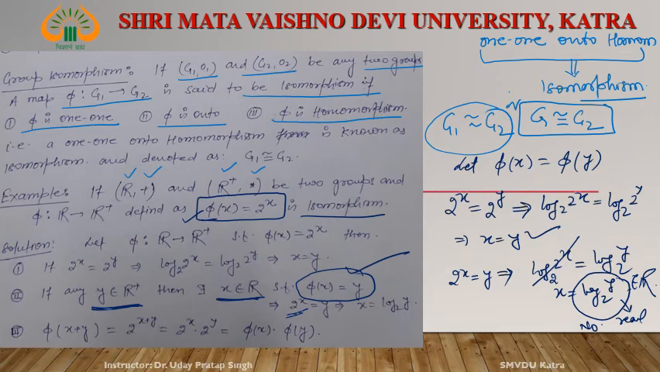Similarly, phi of x plus y is equal to, what is this? By definition it is 2 to the power x plus y, and this can be written as 2 to the power x into 2 to the power y. What is 2 to the power x? This is phi x. What is 2 to the power y? This is phi y, right? Then this is one-to-one, onto and a homomorphism. It means it is an isomorphism.